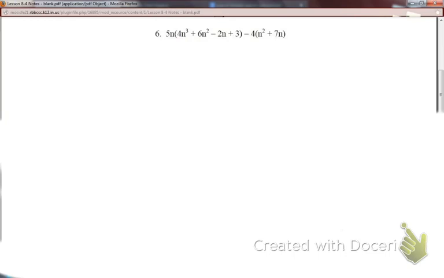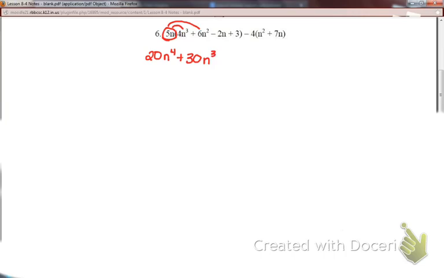Starting at the left here, we have a 5n that we are distributing throughout the first set of parentheses. So 5n times 4n to the third is 20n to the fourth. Then we take 5n times positive 6n squared. 5 times 6 is 30, so plus 30n to the third.